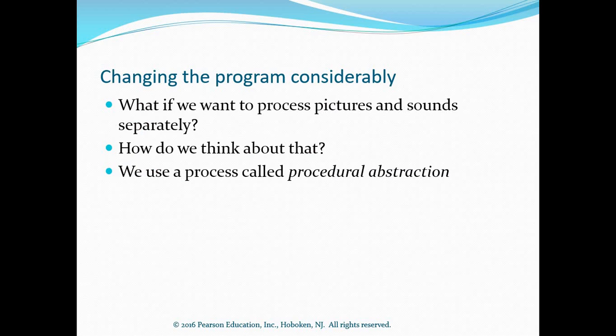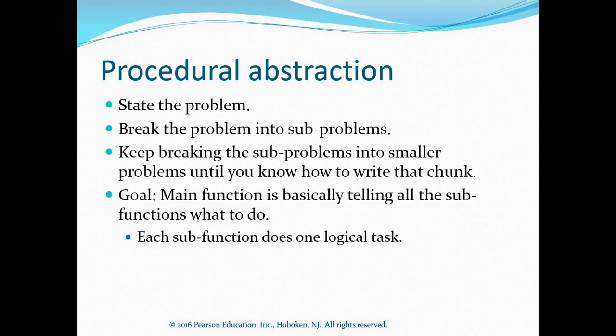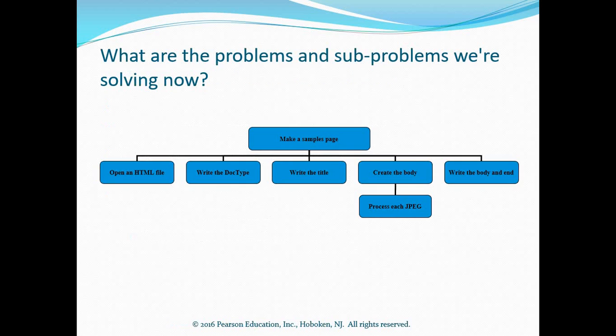We always want to break down our code into tasks. If the tasks do not relate, then use different functions. Think of procedures as a to-do list and put each procedure in order of its importance. Here, we are suggesting the need for 5 functions and one of them has a subfunction. Can you tell which one has the subfunction? It should be obvious. Create the body function has the subfunction process each JPEG.